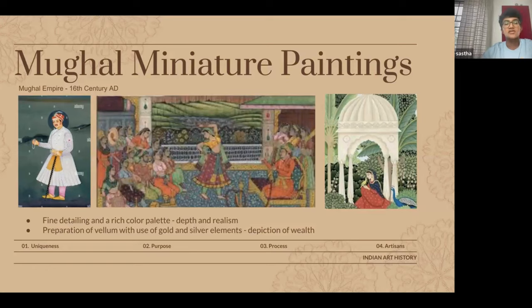So the creation process of Mughal miniature painting involves several stages. It begins with preparation of paper, which is called vellum, with use of gold and silver elements, which depicts wealth.